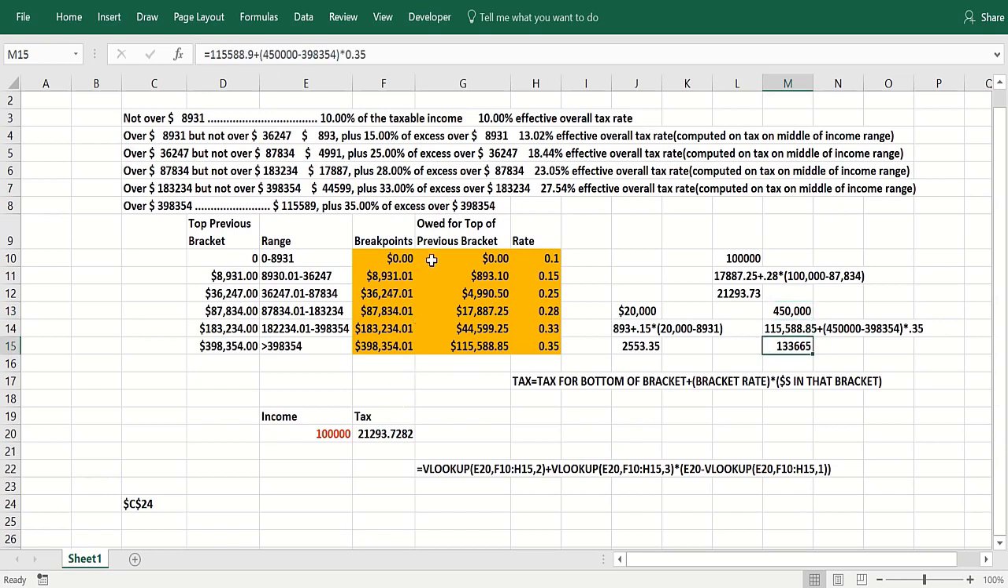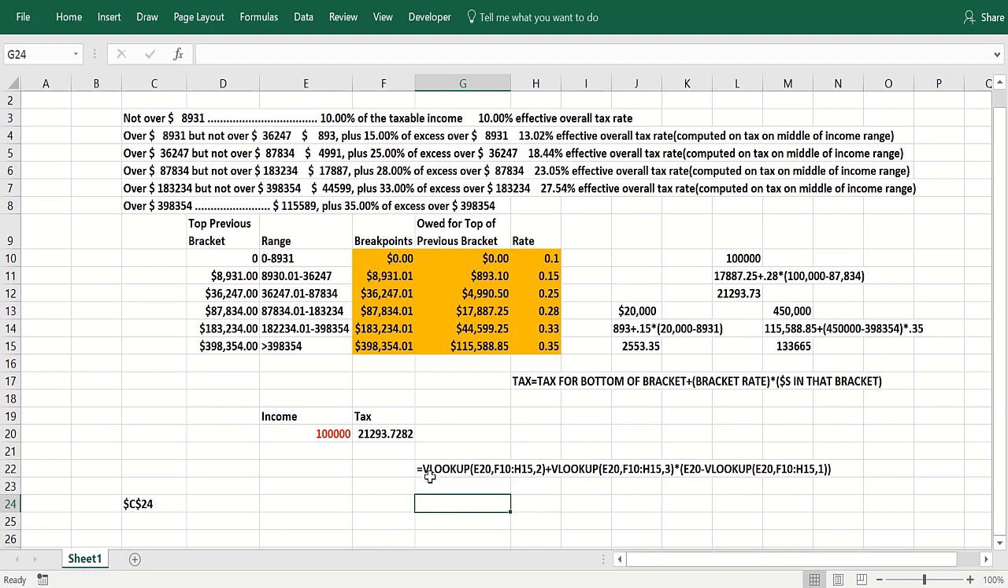So let's figure out what you owe for the top of the previous bracket. Now your formula is going to involve 3 VLOOKUPs to implement what we've talked about here. You'll see the first VLOOKUP is going to go to the second column here, and it's going to look up what you owe for the previous bracket, which is like the 893, the 115, or 17,887. Then you're going to look up the rate for the bracket you're in, and then you're going to take your taxable income minus basically the bottom of the current bracket that you're in. Okay, so that's what this formula is going to do.